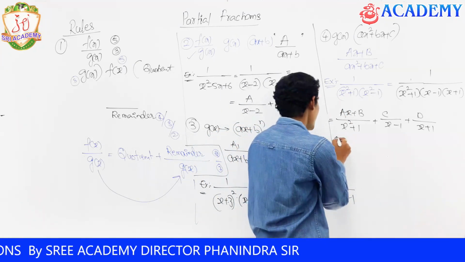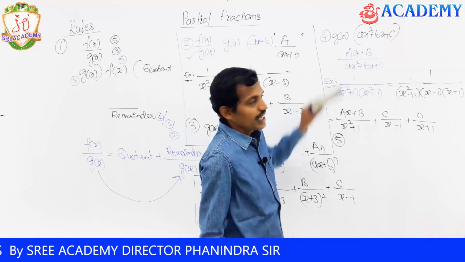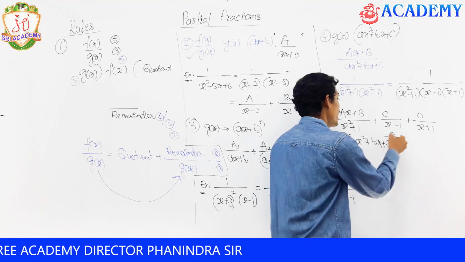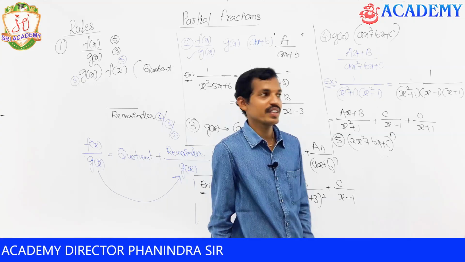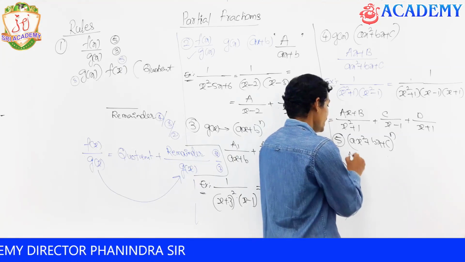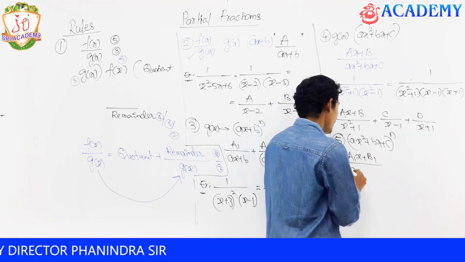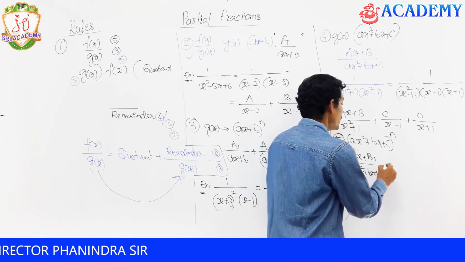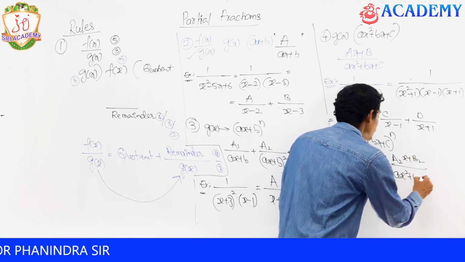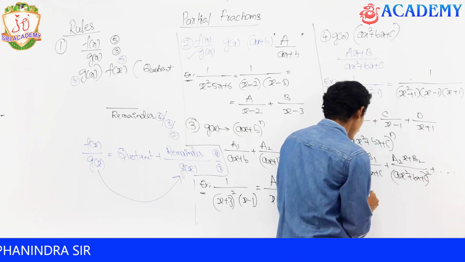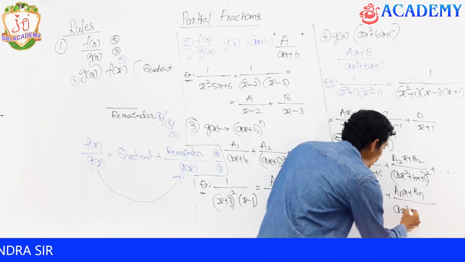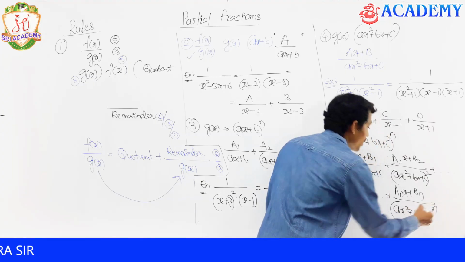Okay, once again, one more last and final rule: if g of x has a factor (ax square plus bx plus c) whole to the power of n, the corresponding partial fractions are a1x plus b1 divided by ax square plus bx plus c, plus a2x plus b2 divided by (ax square plus bx plus c) whole square, and so on, up to anx plus bn divided by (ax square plus bx plus c) whole to the power of n.